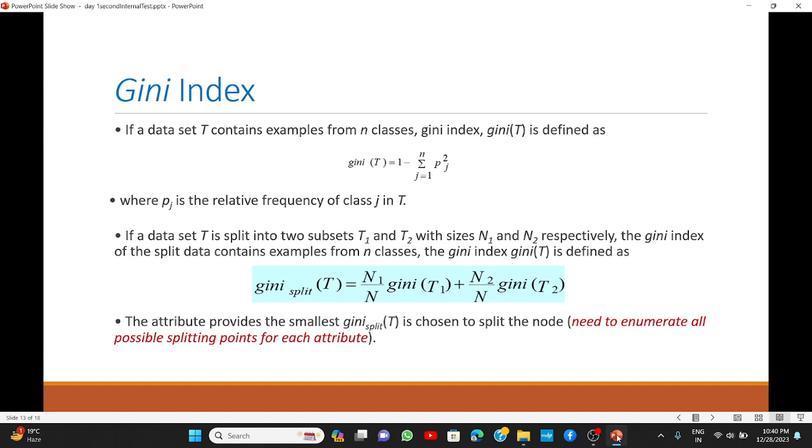Now the Gini index. If a data set T contains examples from n classes, the Gini index Gini(T) is defined as 1 - Σ (j=1 to n) pj², where pj is the relative frequency. Then, if a dataset is split into two subsets T1 and T2 with sizes N1 and N2 respectively, the Gini index of the split data is defined as Gini_split(T) = (N1/N) Gini(T1) + (N2/N) Gini(T2).